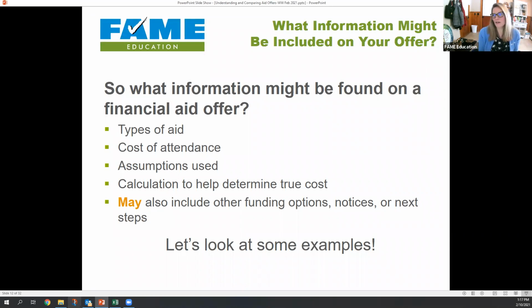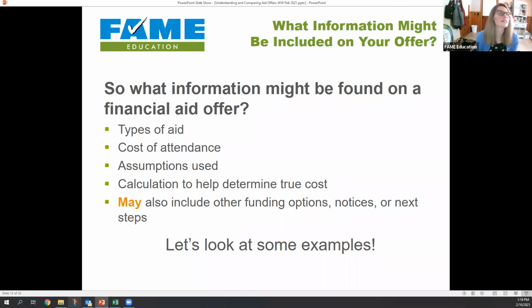So we're going to talk about the things that are going to be included. We're going to dive in a little bit into what to look for and some of the pieces that might be different. And we've included some example aid offers to see how you might break them down. Some things you might find are the types of aid, which we hope is a general component across all of them. They might be called different things. You may or may not see the cost of attendance on there, although I think the majority of the ones that I've seen are at least putting some kind of, here's where we started.